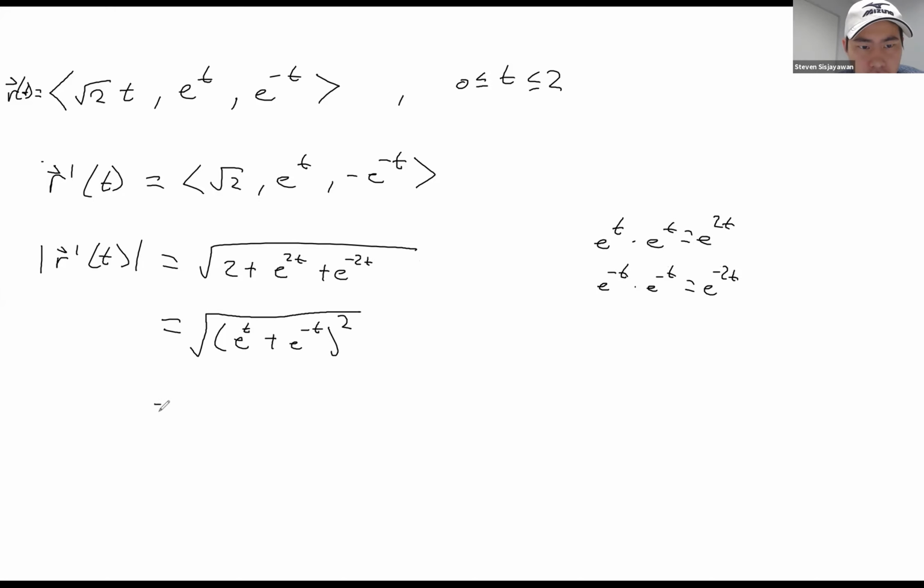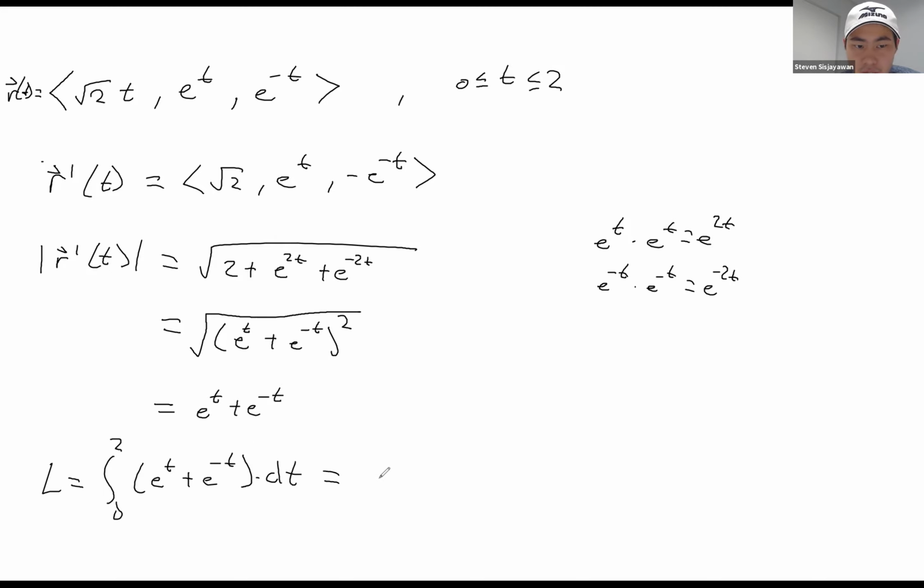And that would be the same thing as e to the power of t plus e to the power of negative t. And so that's the magnitude of r prime t. And so actually integrating and finding the length of this, we'd be integrating from 0 to 2 of e to the power of t plus e to the power of negative t times dt, right?